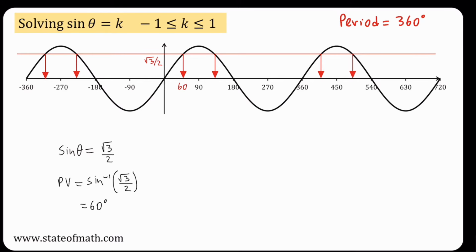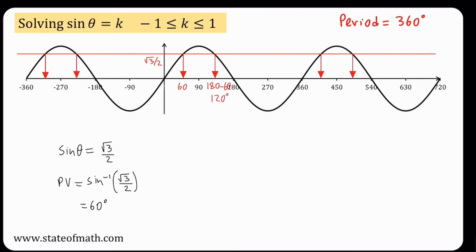So the question is, how can I use the 60 degrees from the calculator to generate the rest of the solutions? I can see through symmetry that this here must be 180 minus 60 because the distance that 60 is to the right of 0 is equal to the distance that 60 is to the left of 180. So a second solution would be 120 degrees.